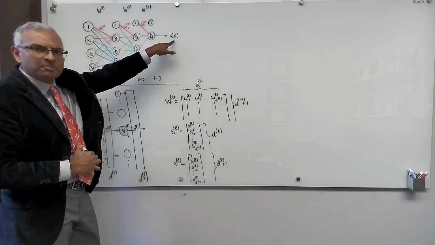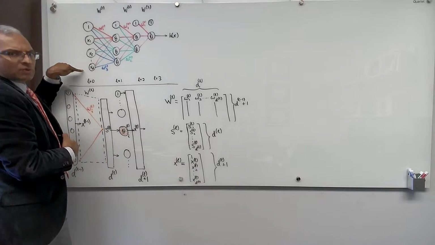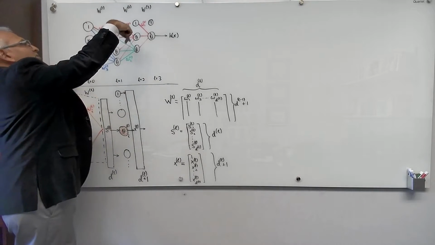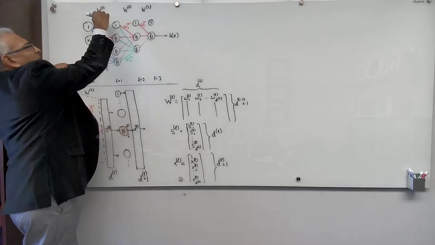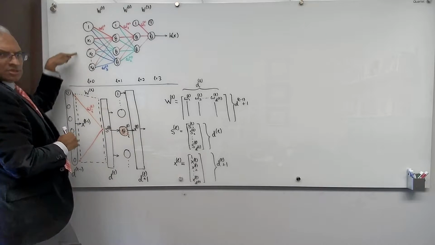So what does h of x depend on? Well, it certainly depends on what you put for the inputs here. What are the input features? But what else will change h of x is if you change any of the weights. So h of x depends on these weight matrices and the input data.